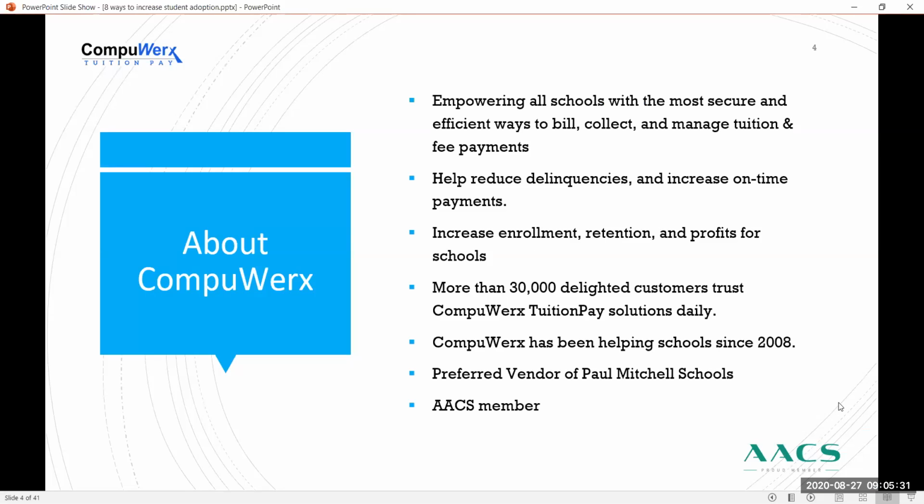All right, CompuWerx. Probably some of you have heard of us already, and some of you are our clients. CompuWerx has been helping schools since 2008. We empower all schools with the most secure and effective way to bill, collect, and manage tuition fee payments, help reduce delinquencies, and increase on-time payments. Our goal for our schools is to increase enrollment, retention, and profit. Currently, we have over 30,000 customers that are using the CompuWerx TuitionPay system.